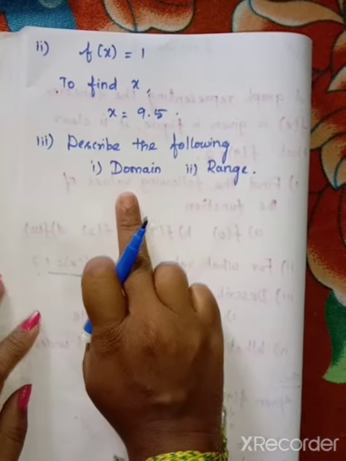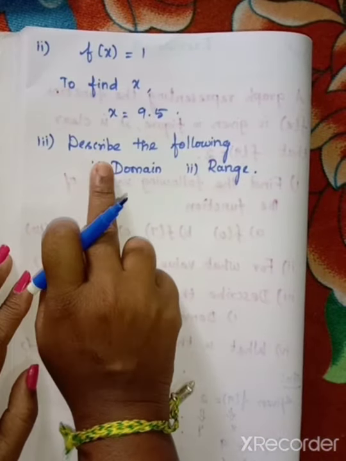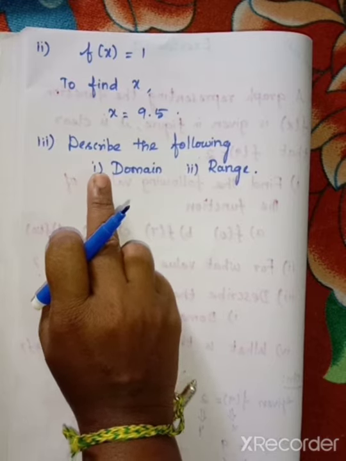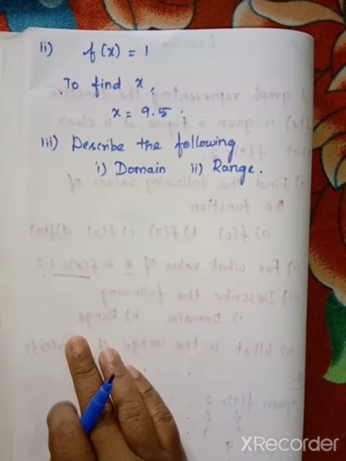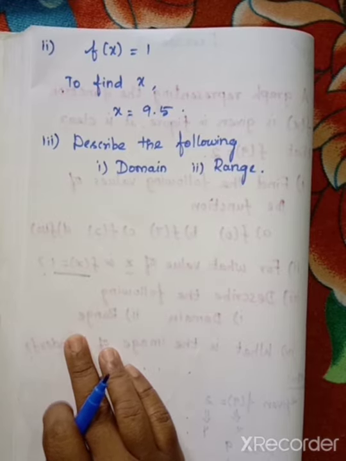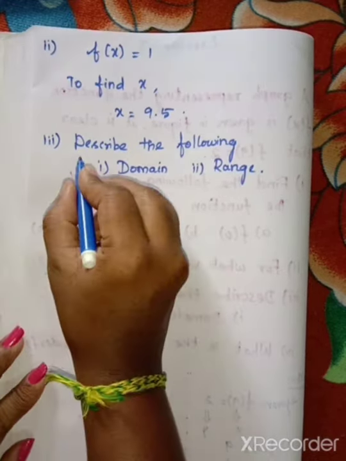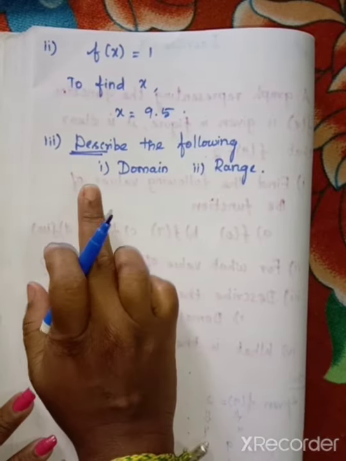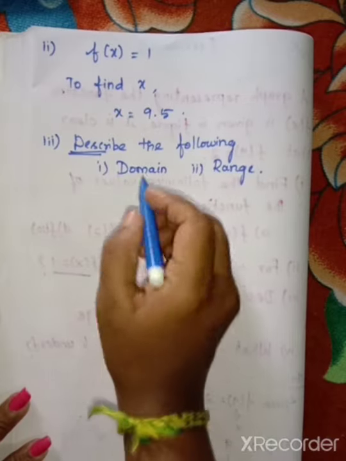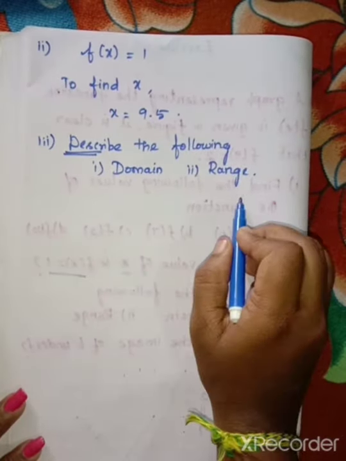For this, describe. You know that there are three forms of representation for a set: descriptive form, set builder form and roster form. When the question says describe, you have to write in the set builder form. Here they ask for the domain and range.